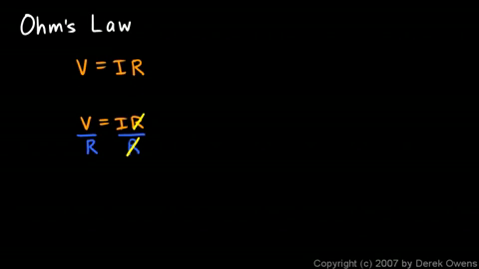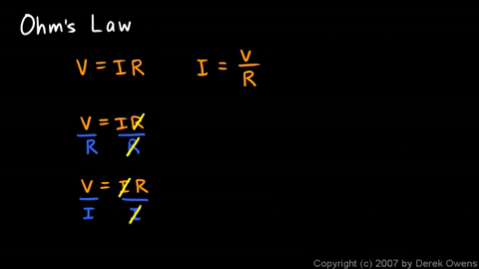So instead of being written like this, V equals IR, it could also be written like this, I equals V over R. And there's another thing we can do. We can take the equation V equals IR, and divide both sides by I. When we do that, the I's on that side cancel out, and we're left with R equals V over I. So Ohm's law could also be written like that: R equals V over I.